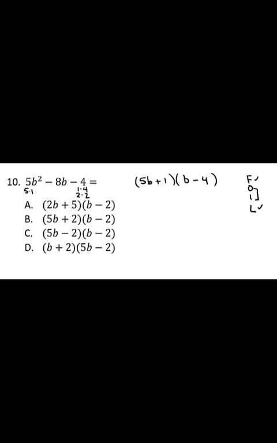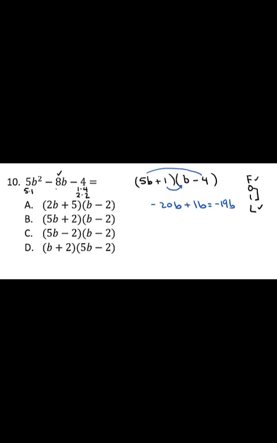And then I'm going to multiply the outer and the inners to make sure I did this correctly. I'm supposed to get a negative 8b from the middle two terms. So when I multiply the outer, that gives me negative 20b. And then inners gives me positive 1b. And negative 20 plus 1 gives you negative 19b. And that is not what we have in the middle term.